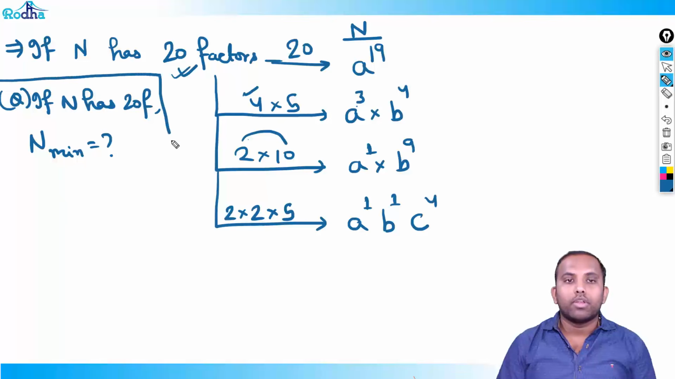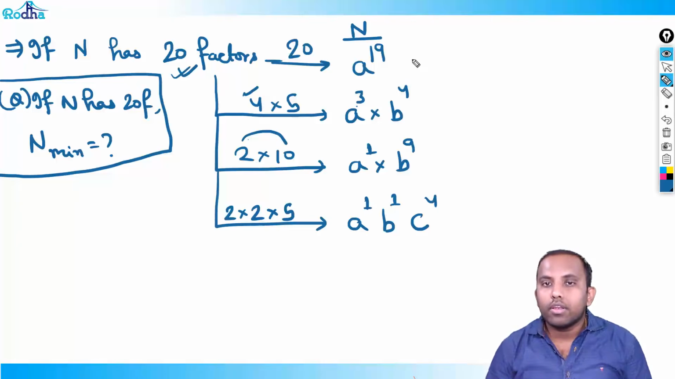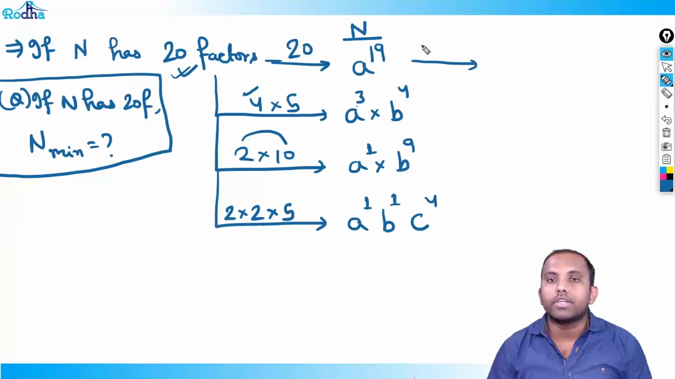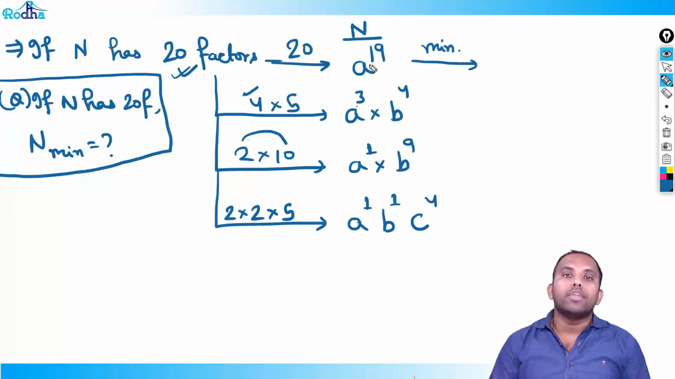So see, this is the approach. If n has 20 factors, I can write all these possibilities here. But what is the minimum value? So let's calculate the minimum value in each case. What is the minimum value in the first case? n is of the form A raised to 19, where A is any prime number. The minimum prime number available is 2. That means the minimum value in this case is 2 raised to 19.